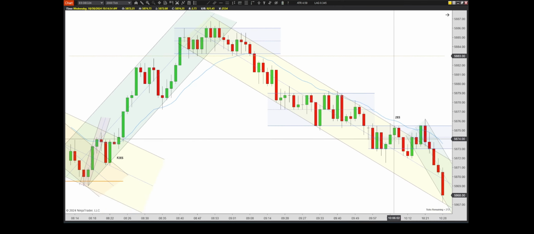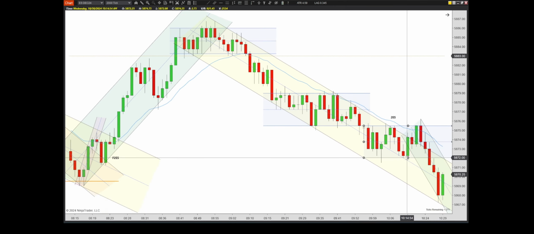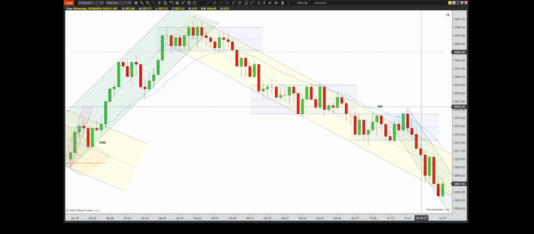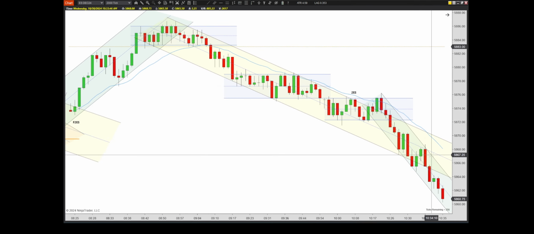Again, it hits another consolidation area, kind of like another trading range. Then it breaks down. You have a first entry long, pull back.